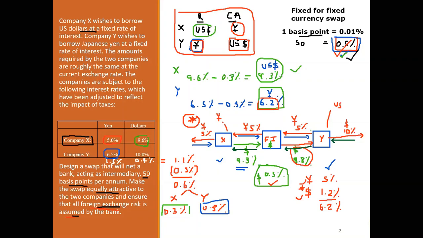The principal will be exchanged: at the beginning in the opposite direction of the arrows, and at the end of the swap in the same direction as indicated by the arrows. So let's look at question number 5.